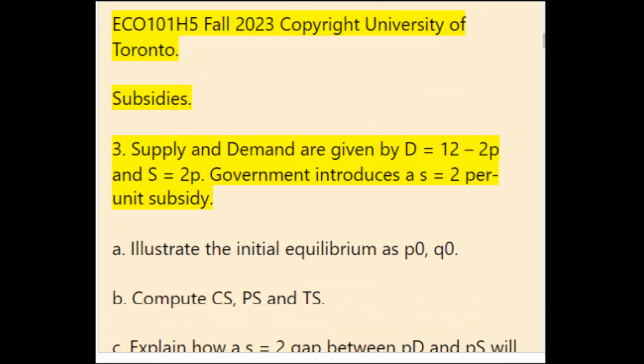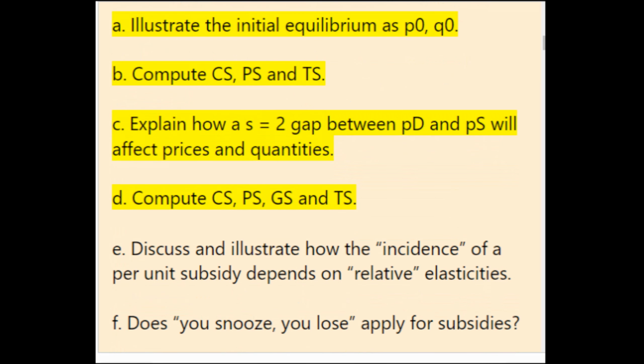Subsidies. Supply and demand are given by D = 12 - 2P and S = 2P. The government introduces a ΔS = 2 per unit subsidy. A. Illustrate the initial equilibrium as P0, Q0. B. Compute CS, PS, and TS. C. Explain how the ΔS = 2 gap between PD and PS will affect prices and quantities.